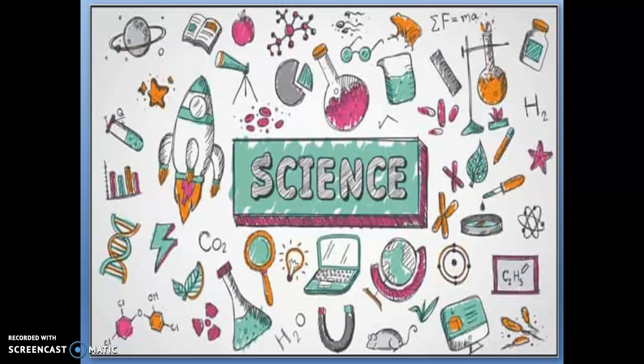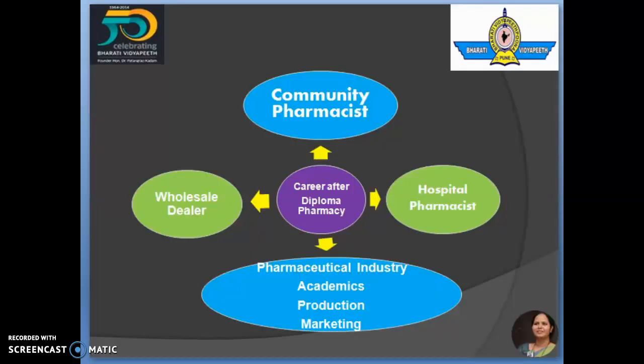Before going to the pharmacy admission process, I would like to explain you exactly what the scope of pharmacy is. After doing 12th, there are two ways you can go: post-HSC diploma or post-HSC degree. Once your kid takes admission to the post-HSC diploma course and completes the course within 2 years, they can become a community pharmacist, can go as a hospital pharmacist, wholesale dealer, can enter into pharma industry, can become an academic, production and marketing.